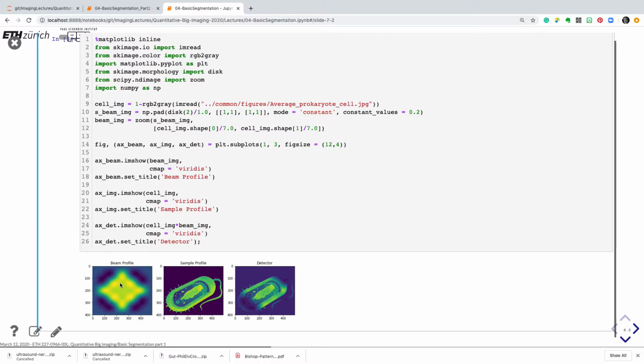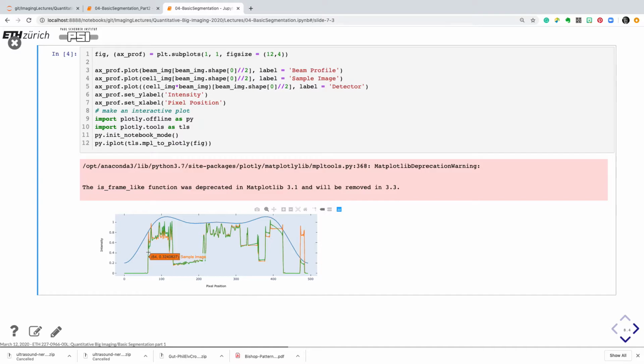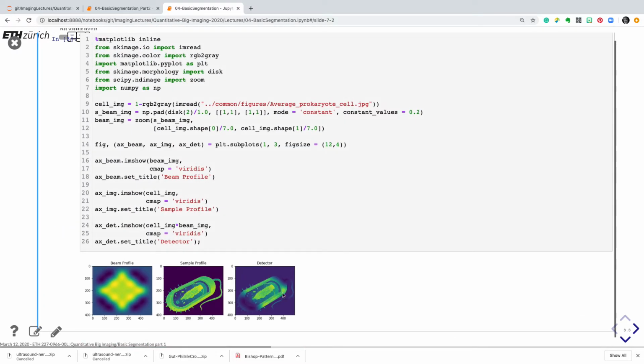We have a beam profile from some experiment system. We have the sample profile. That would be what you expect to see, but the detector gives you something else because it's the multiplication of these two. So you have darker regions out here. And looking at the profile, this is a profile through the sample at some point, in the middle actually. Somewhere around here that this profile line is made, and also on this one.